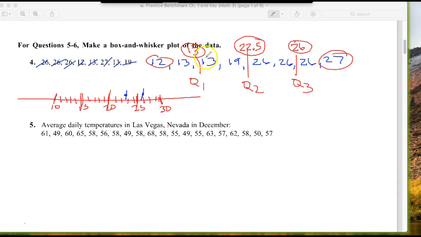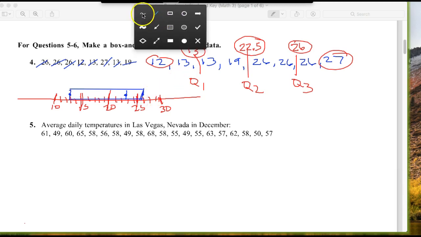And then quartile 1 is at 13, 15, 14, 13 right here. That'll be the other end of my box. And then I'm going to go ahead and try to draw a box out of this. Here we go. And there is my box. It isn't super pretty, but it works.